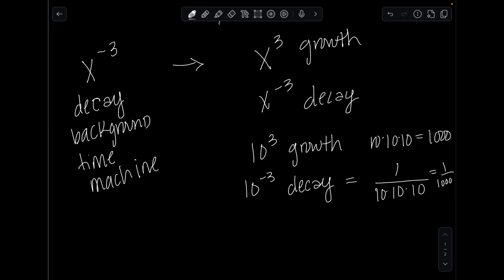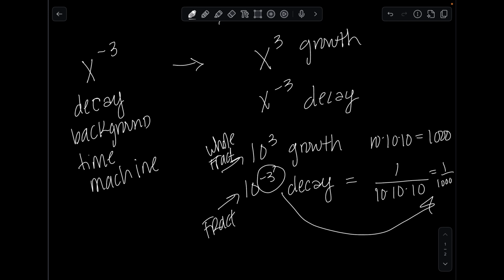So this is a fraction. And this is some kind of whole number or non-fraction. That's why anything to the negative power is a fraction, okay? That's the concept behind it. Get that in your notes.